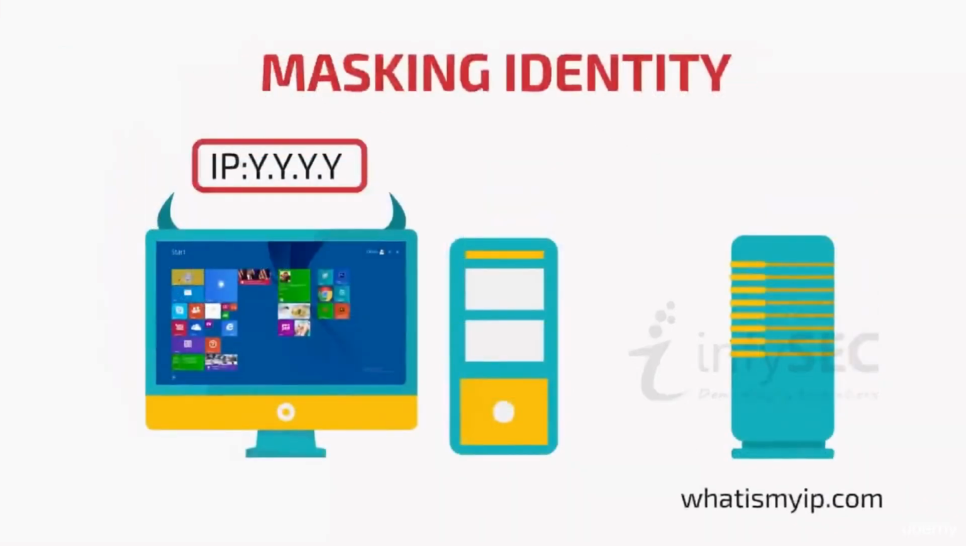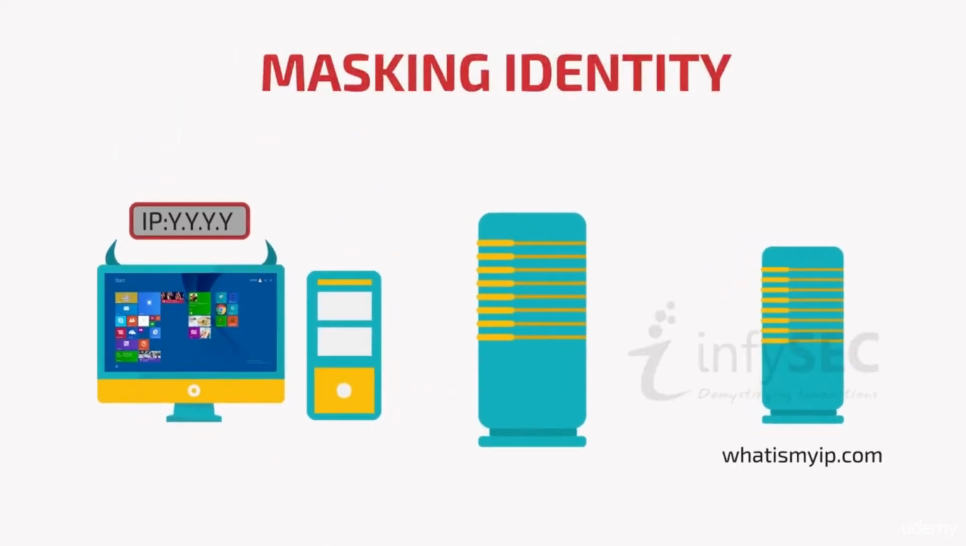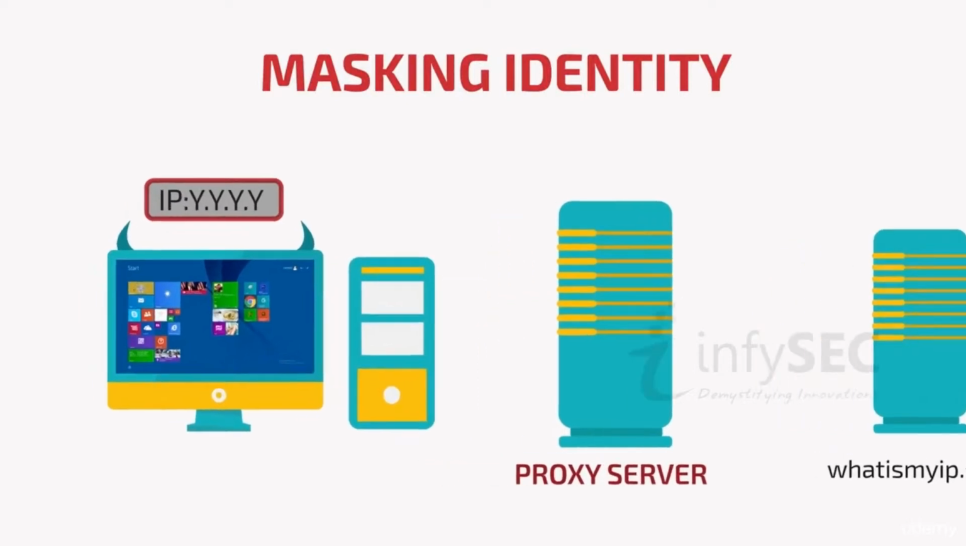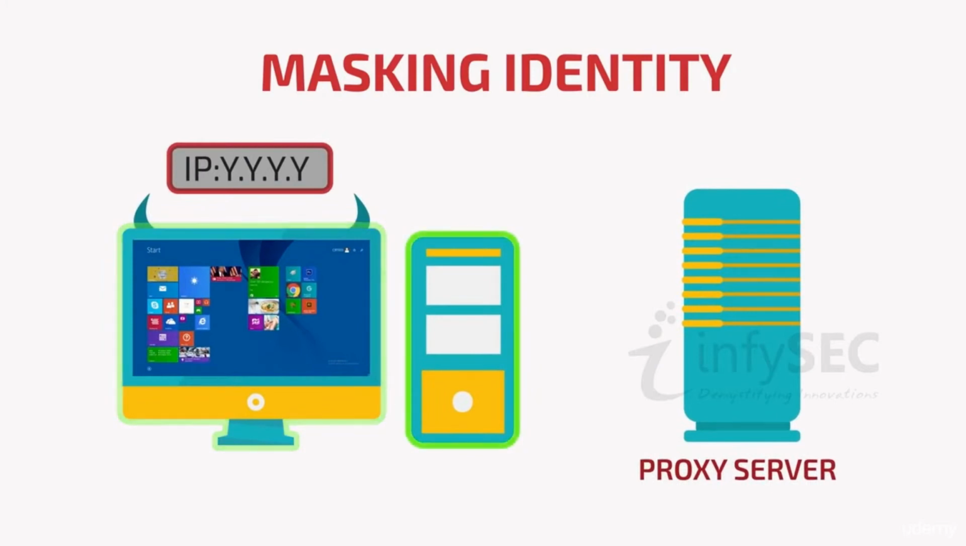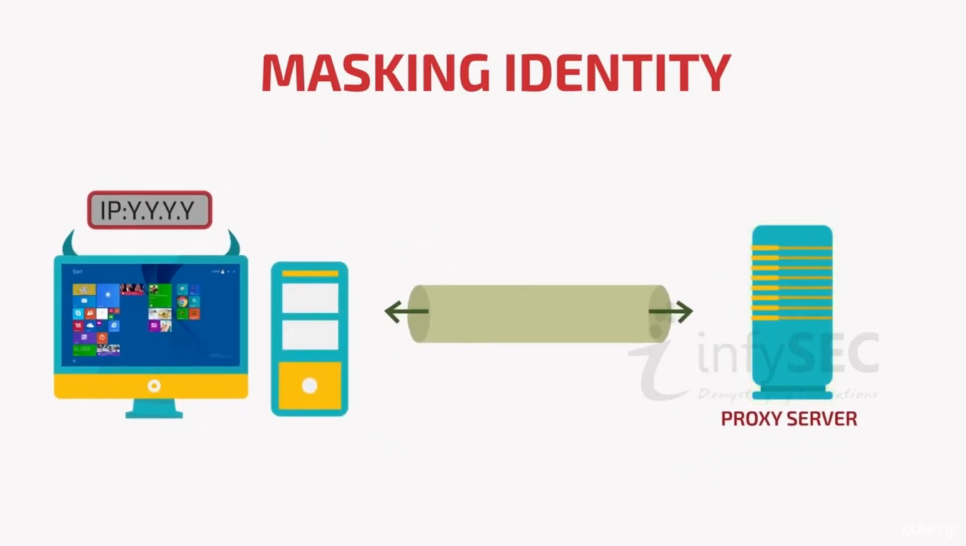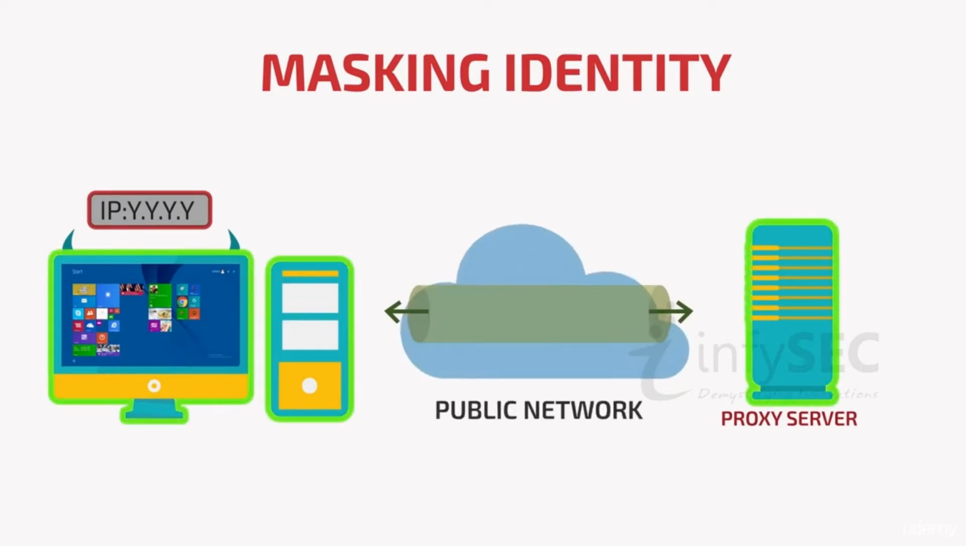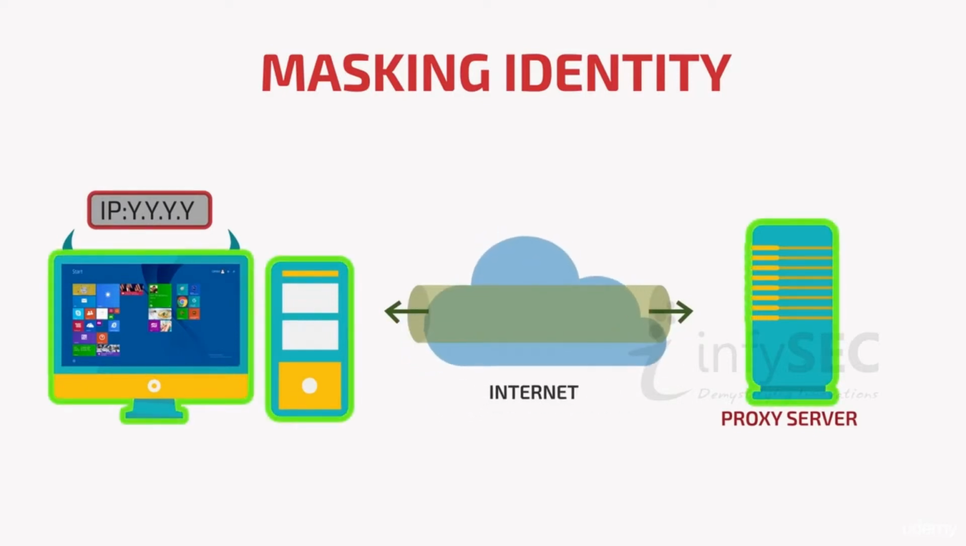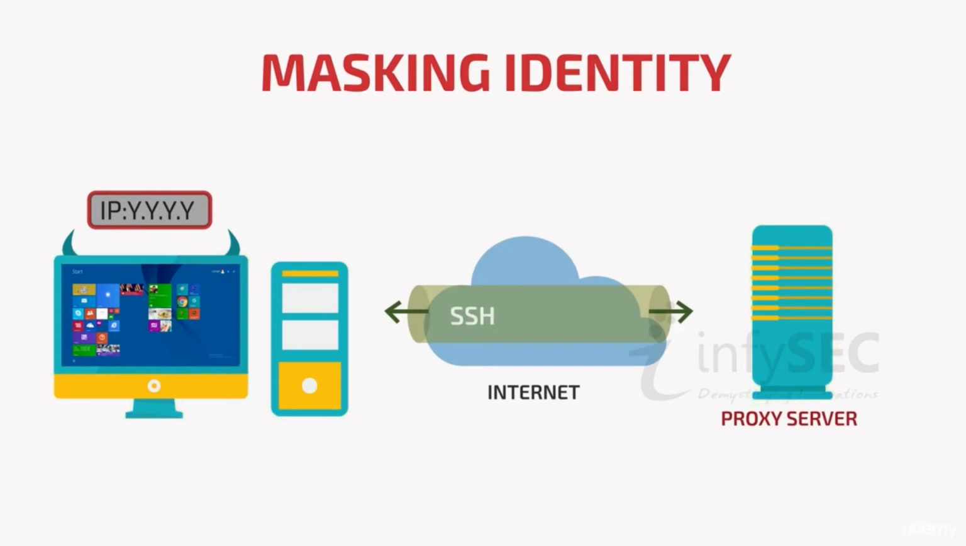Masking identity. In order to hide the actual IP, a person can send the request via another machine, making it act as a proxy server in order to mask the identity. Routing the traffic from the attacker's system to the proxy involves tunneling. Tunneling is the creation of a private channel between two nodes via the public network, that is the internet, where the channel can be secured using protocols such as SSH, HTTP, L2TP, etc.